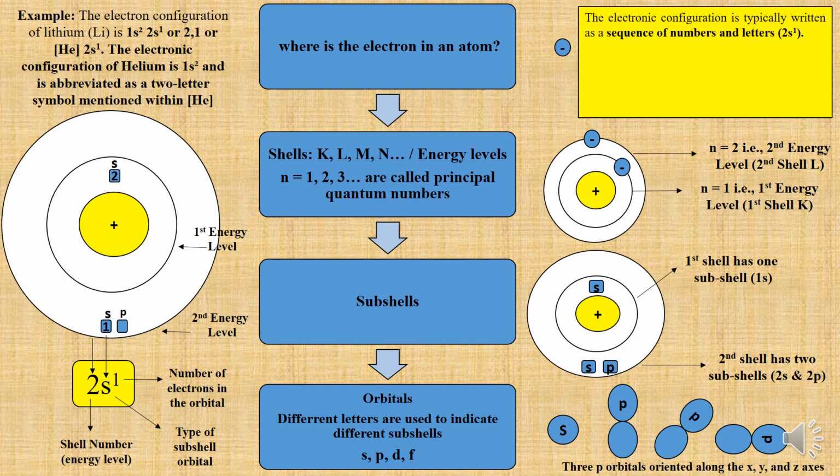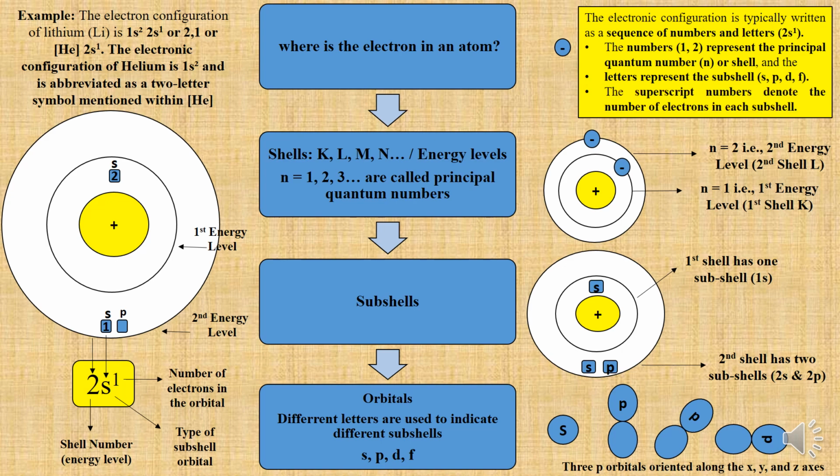The electronic configuration is typically written as a sequence of numbers and letters. The numbers 1, 2 represent the principal quantum number or the shell number, and the letters represent the subshells S, P, D, and F. The superscript numbers denote the number of electrons in each subshell.